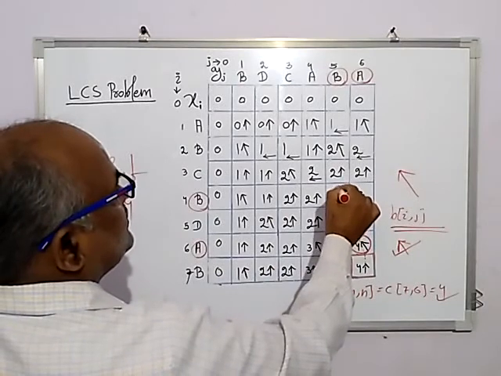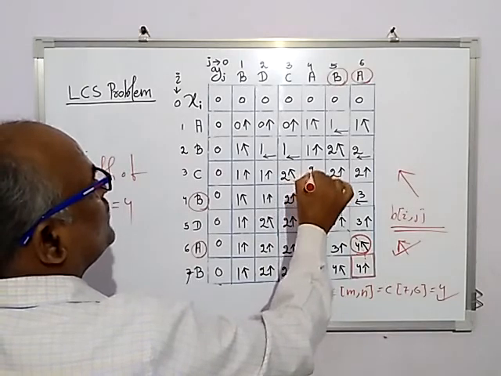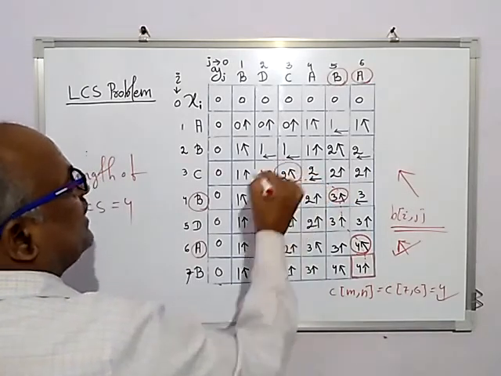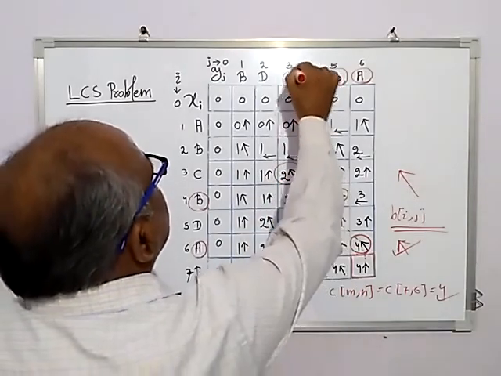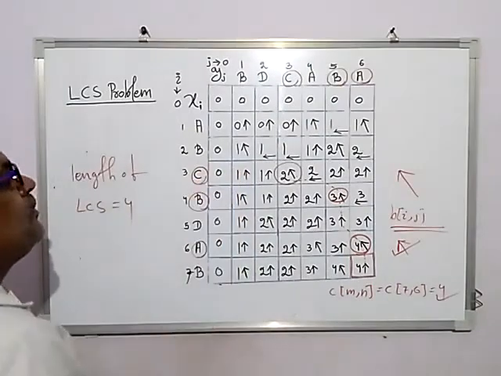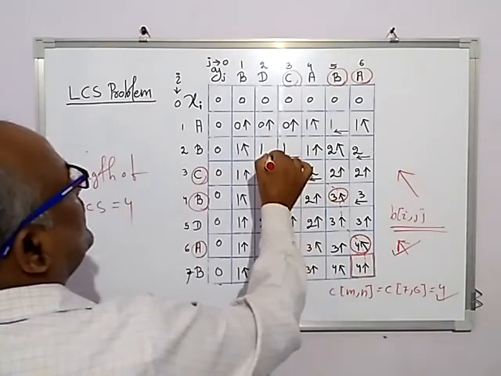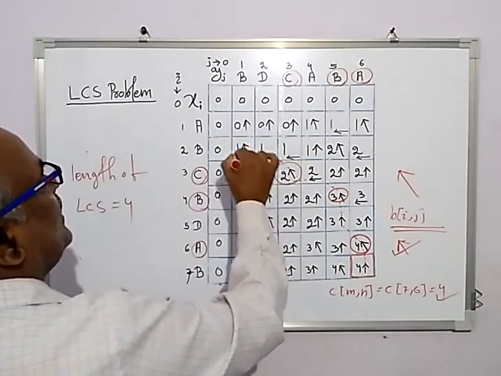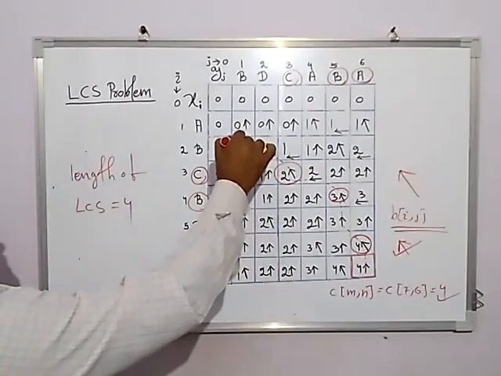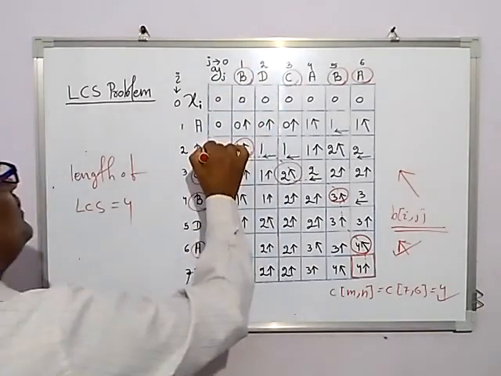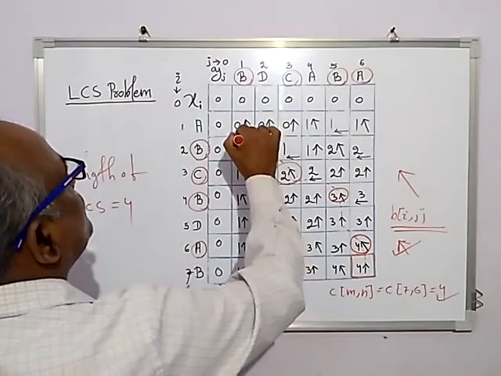Then this is a slanting arrow, so it will go to this one. Then this is a sleeping arrow, it will go to this one. Then this is a slanting arrow. At that time you see the letter C, these are same. So C is a member of LCS. Then slanting arrow means it will go to this one, sleeping arrow means it will go to this one. Again here we will find a slanting arrow. You see the letter B, these are same, so B is a member of LCS. Then since this is a slanting arrow, you go to this.